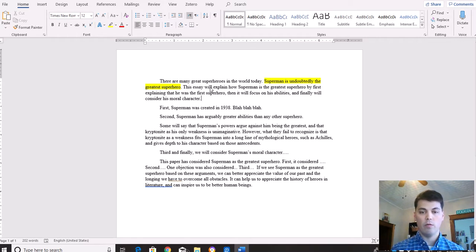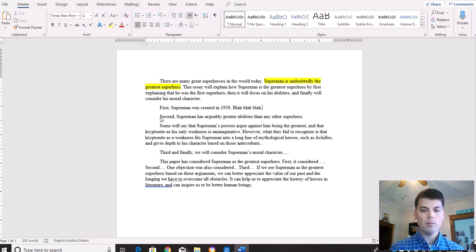First, and I'm going to follow exactly the order, no surprises, take your reader by the hand, the clearer the better. First, Superman was created in 1938, and blah blah blah. So the rest of that paragraph is going to show why him being the first superhero created in 1938 actually matters to my argument. So if I do that paragraph right, it's all going to be focused on that argument that Superman being the first superhero contributes to considering him as the greatest.